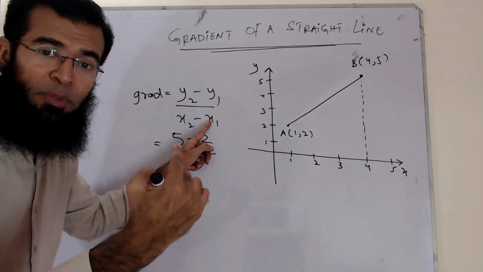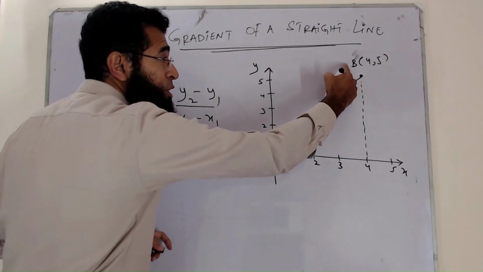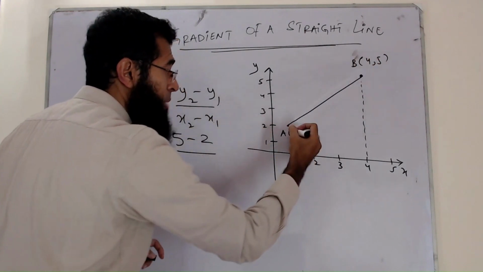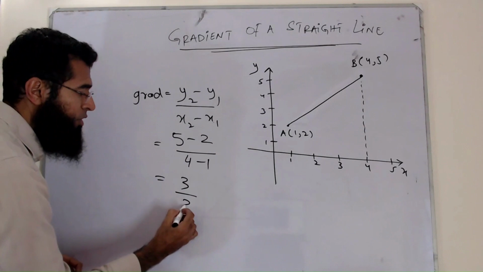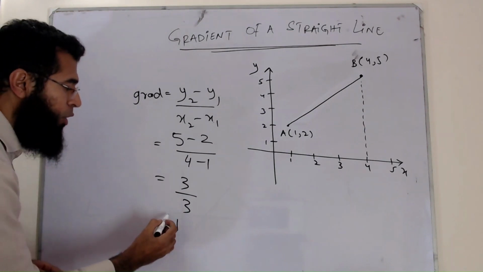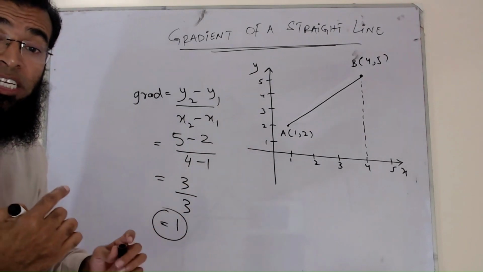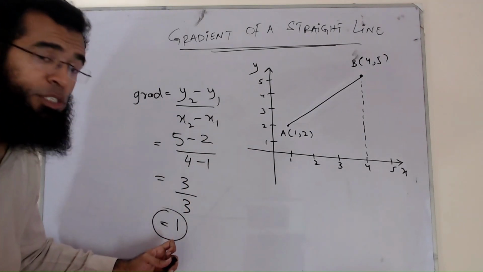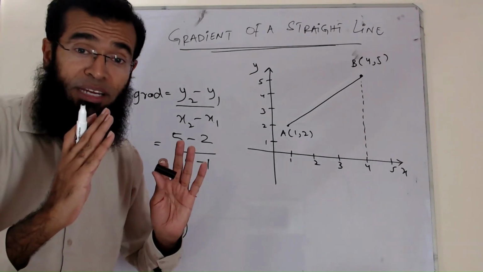Now we'll subtract the difference in the x coordinates. Because this was point 2, it's 4 minus 1. So we know this is 3 over 3, and the gradient of the straight line, or you can say the slope of the straight line, is 1. I hope this is pretty simple. This should be very clear.